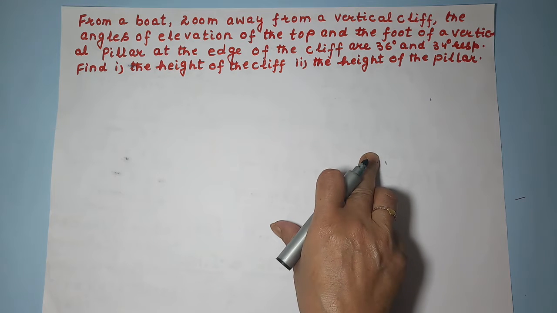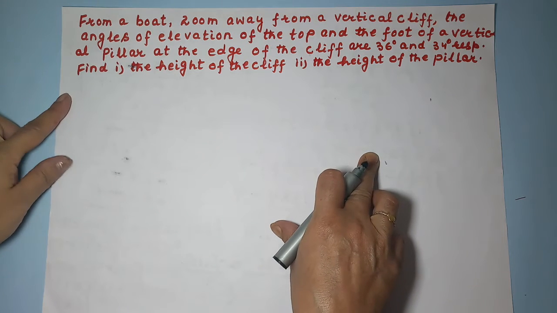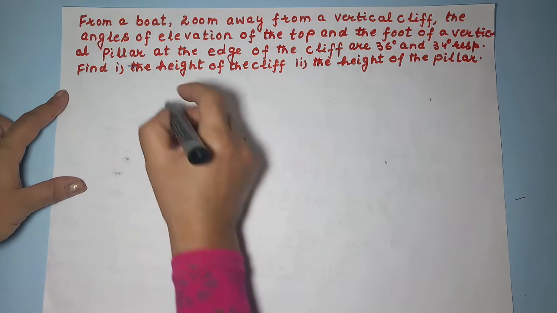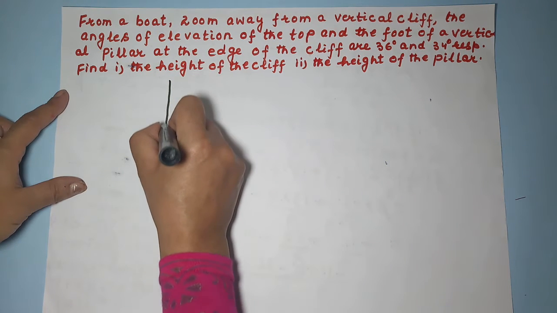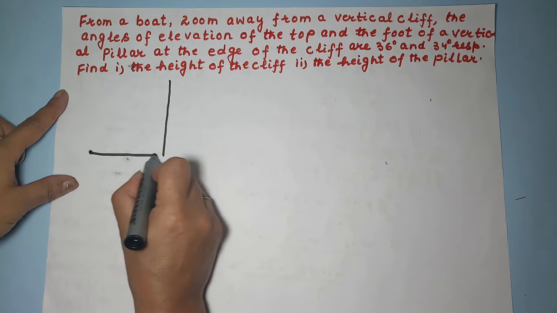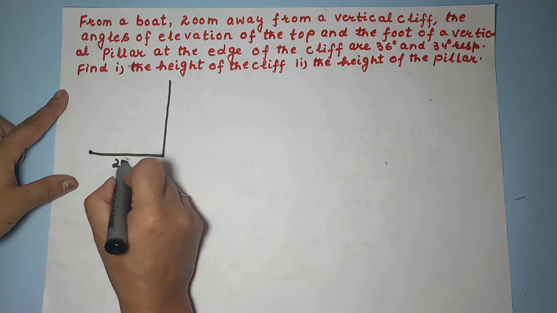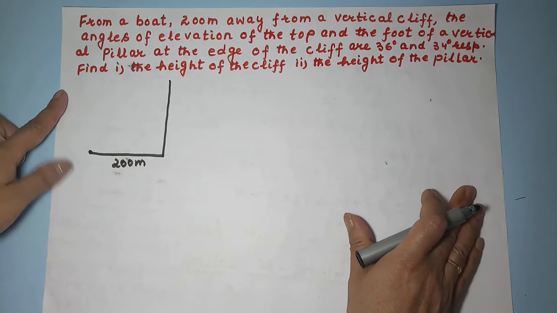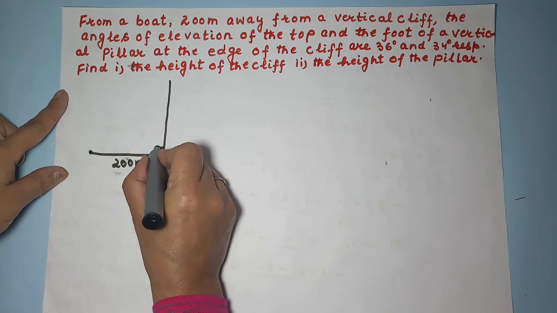This is interesting. He's saying that from a boat 200 meters away from a vertical cliff. We have a cliff here, and there is a boat which is 200 meters away from this cliff. The angles of, okay, let me put this 90 degrees.